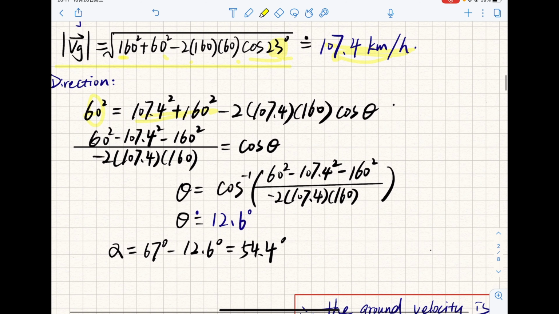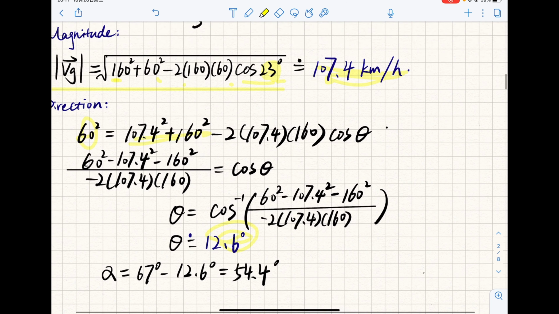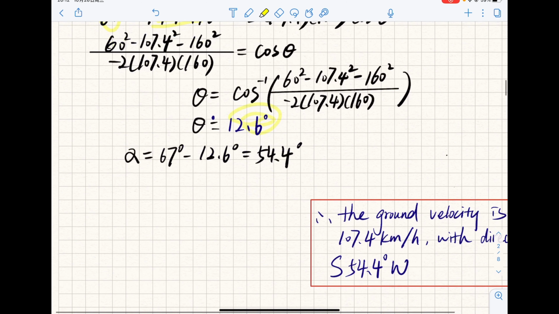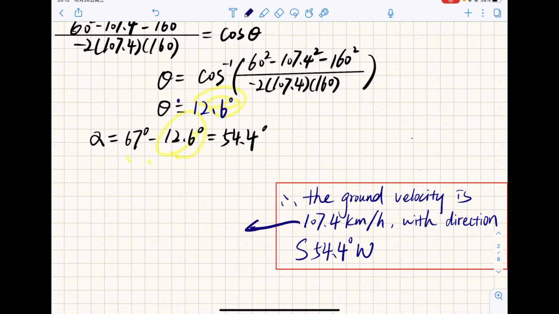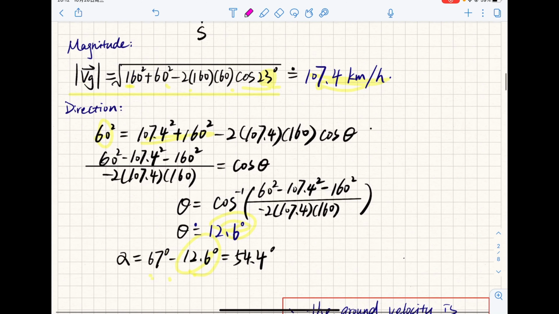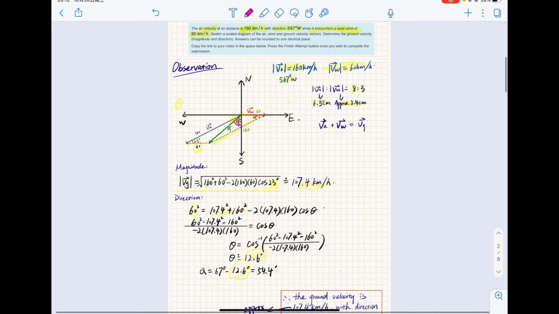So we find theta, and after the calculation, theta is approximately 12.6 degrees. Then we can use 67 degrees minus theta to get alpha. So 67 degrees minus 12.6 degrees gives 54.4 degrees. So we can get the final conclusion that the ground velocity is approximately 107.4 kilometers per hour with the direction south 54.4 degrees west. It's basically the angle here, 54.4 degrees. And that's it for the whole observation. Thank you for listening.